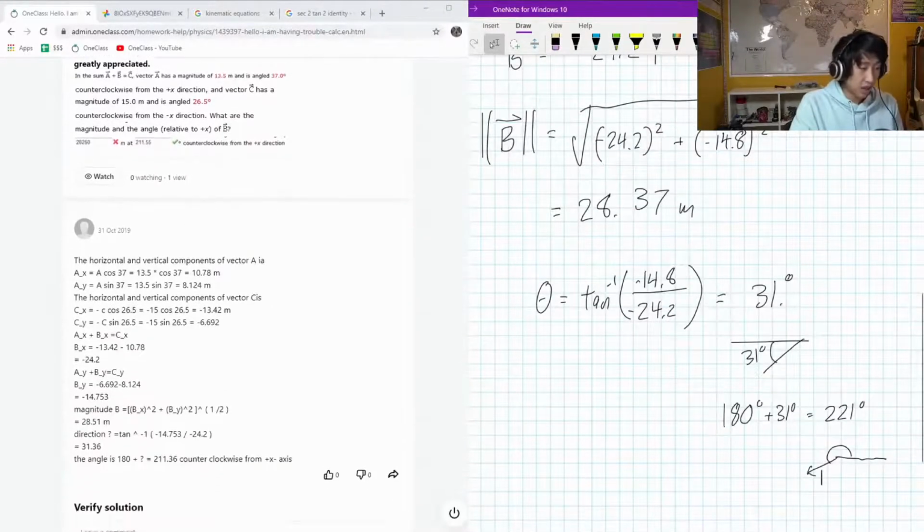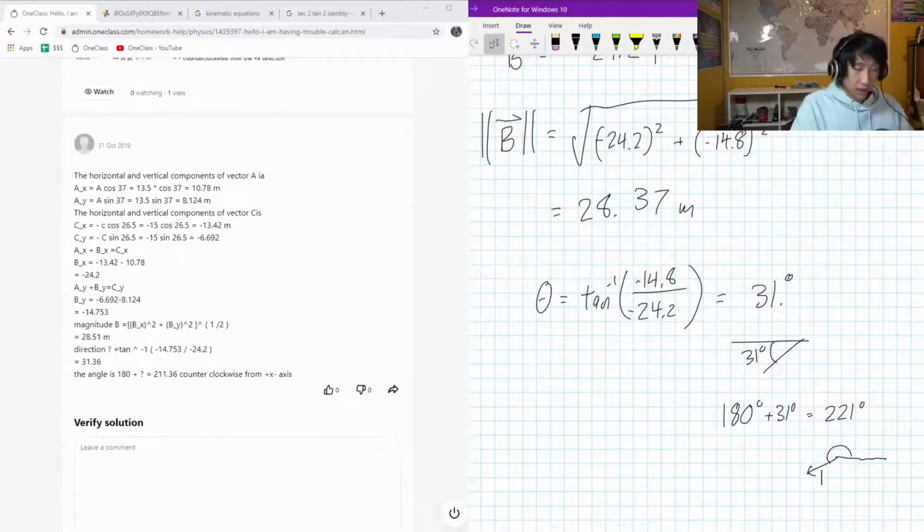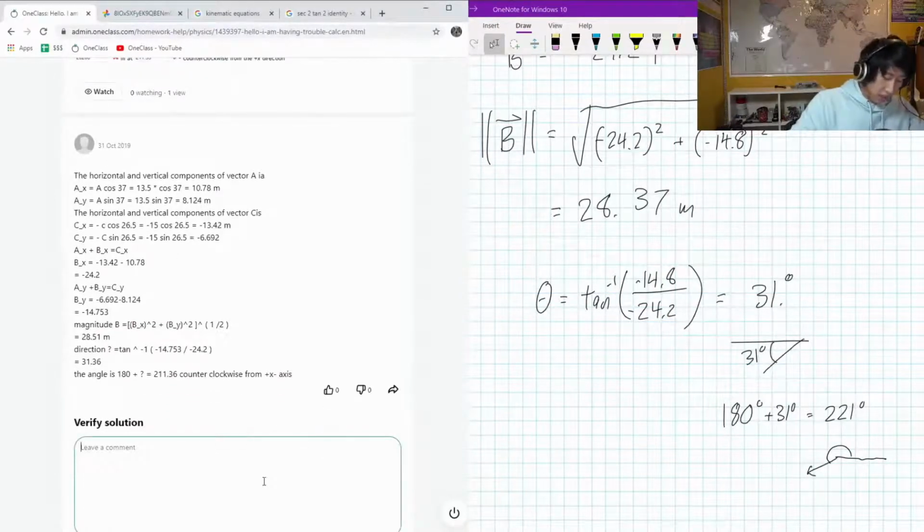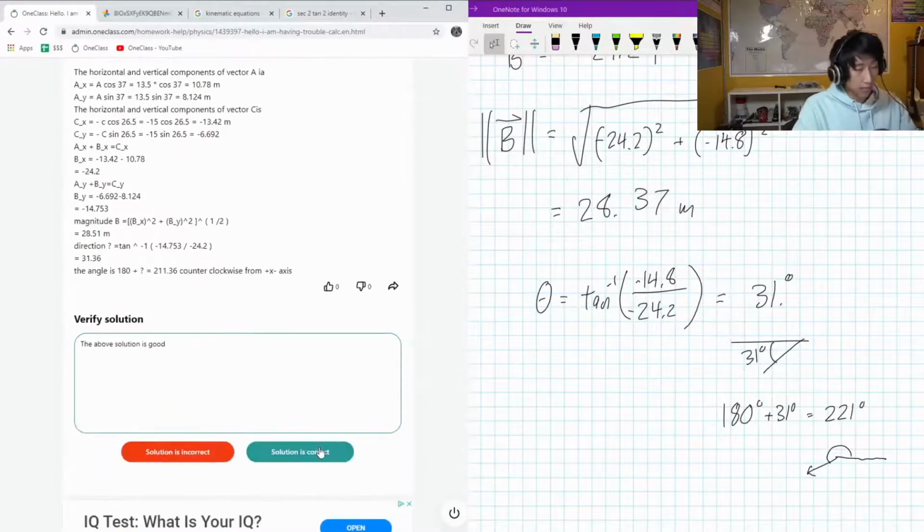The calculations here are congruent with mine, so that's awesome. So here, the above solution is good. Awesome. Big high five.